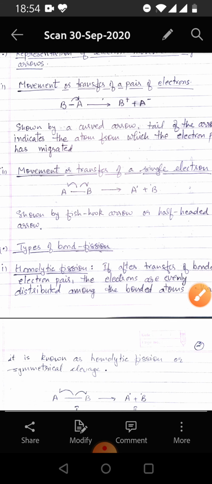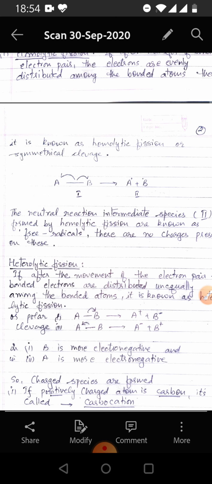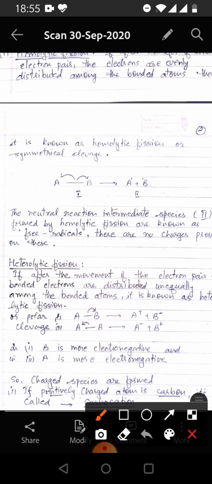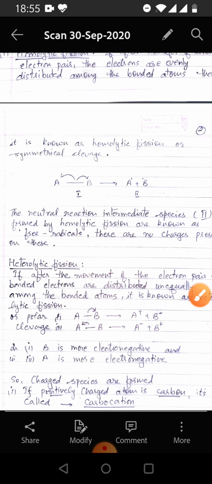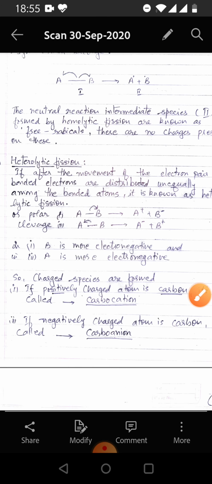Now we come to the types of bond fission. First is homolytic fission. If after transfer of bond electron pairs, the electrons are evenly distributed among the bonded atoms, then it is known as homolytic fission or symmetrical fission. Like we see in the one movement, it is denoted by the fishhook arrow or half-headed arrow, and the neutral reactive intermediate species that are formed by homolytic fission are known as free radicals, and there is no charge present on these. The second type of fission is heterolytic fission.